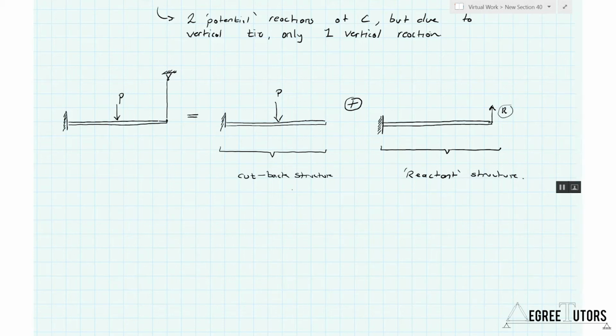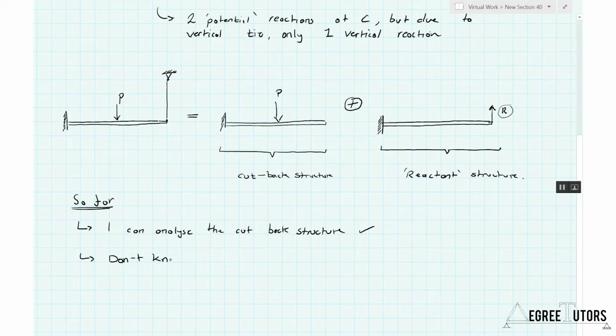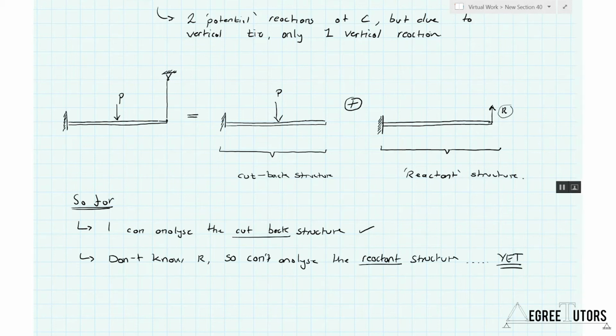So where does that leave us? How does that move things along for us? Well, if we think about it, we can analyse the cutback structure. So far, I can analyse the cutback structure because that's just a simple cantilever. Now I can't analyse the reactant structure yet. How do I go and analyse that reactant structure? That's the sticking point now. Well, the answer to that is we're going to break that reactant structure up one more time.